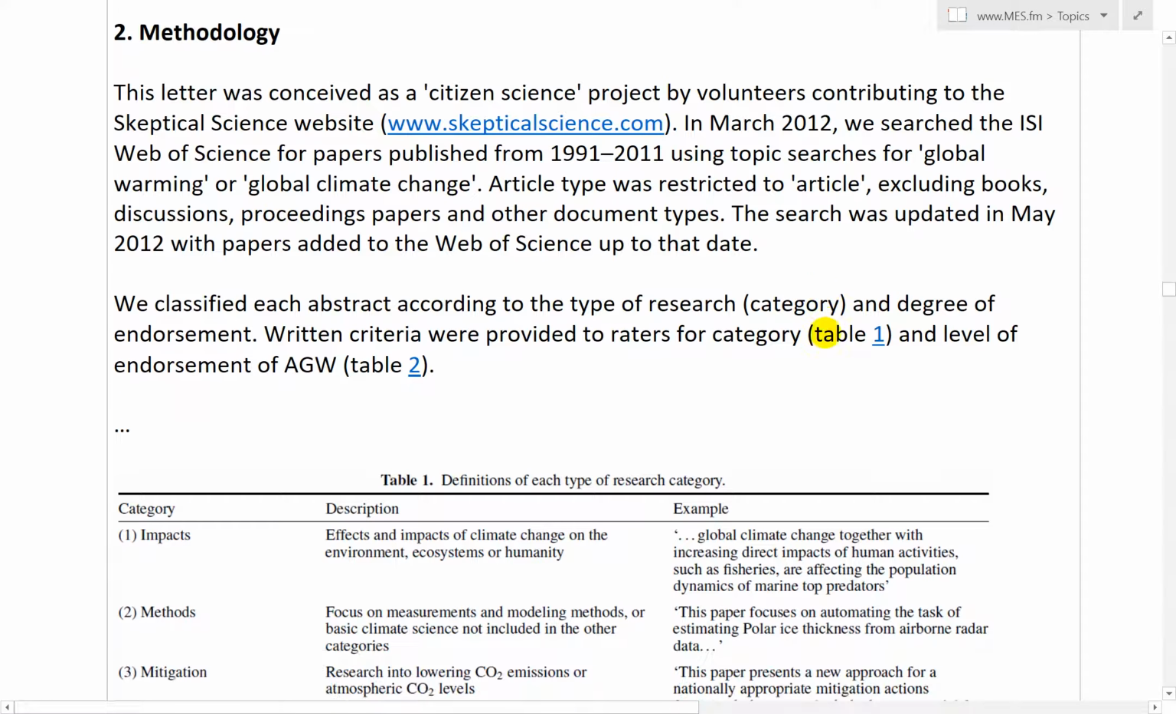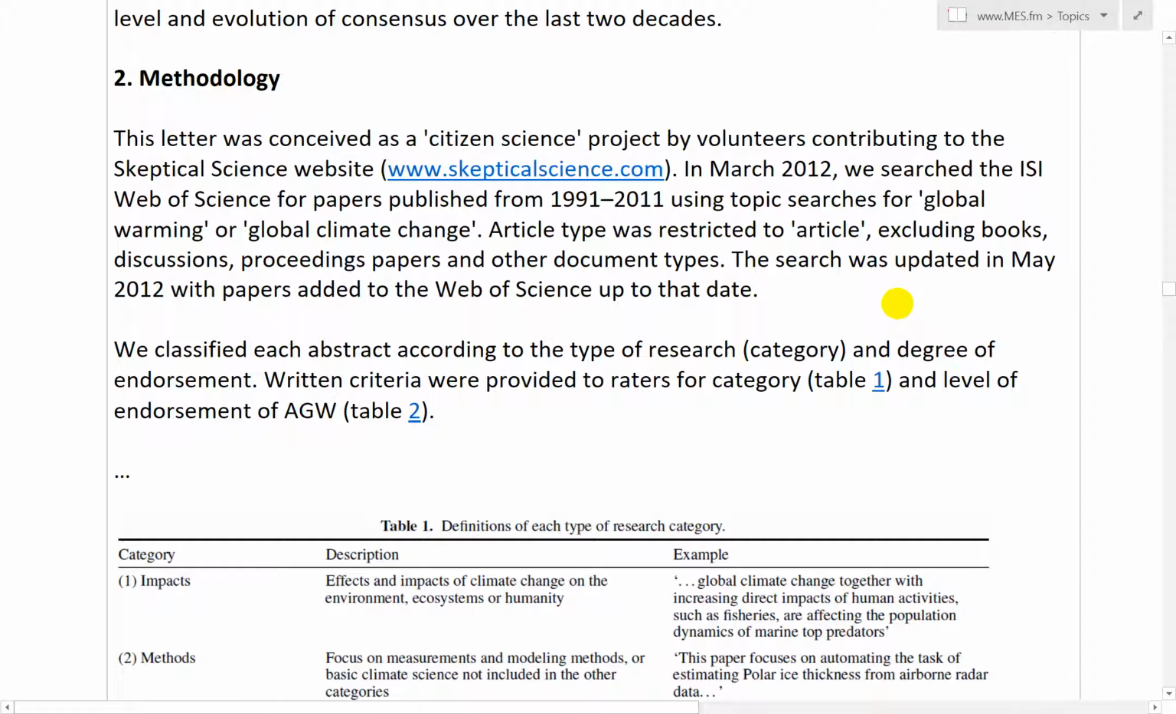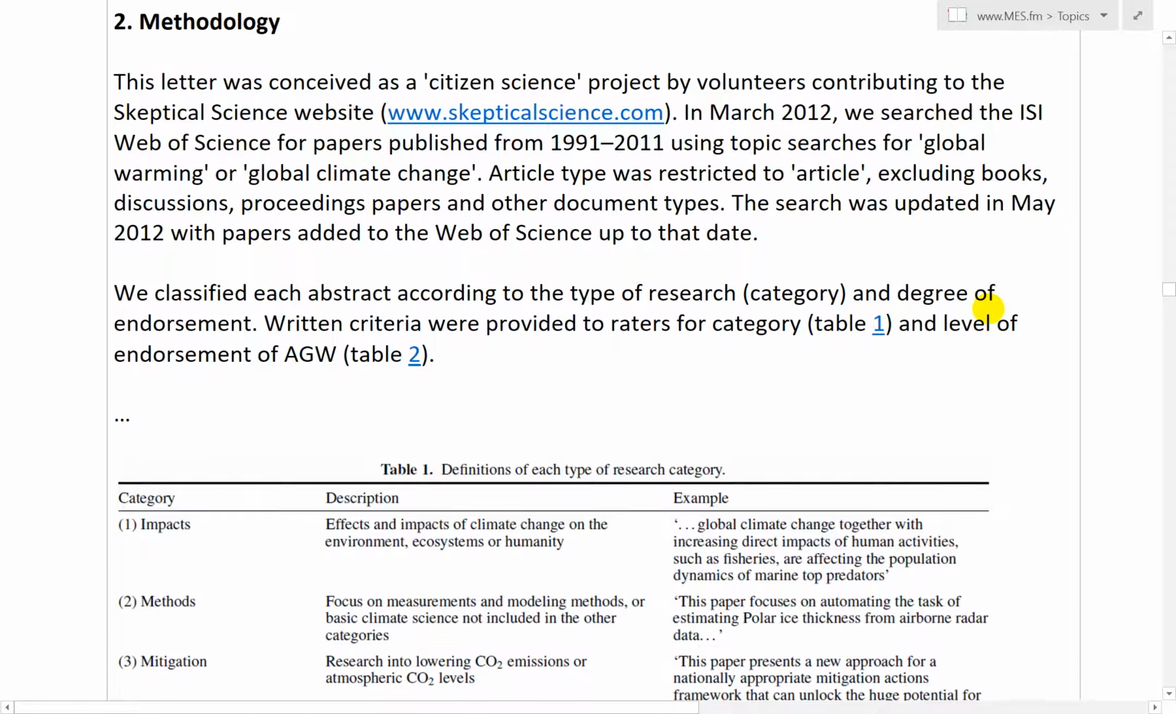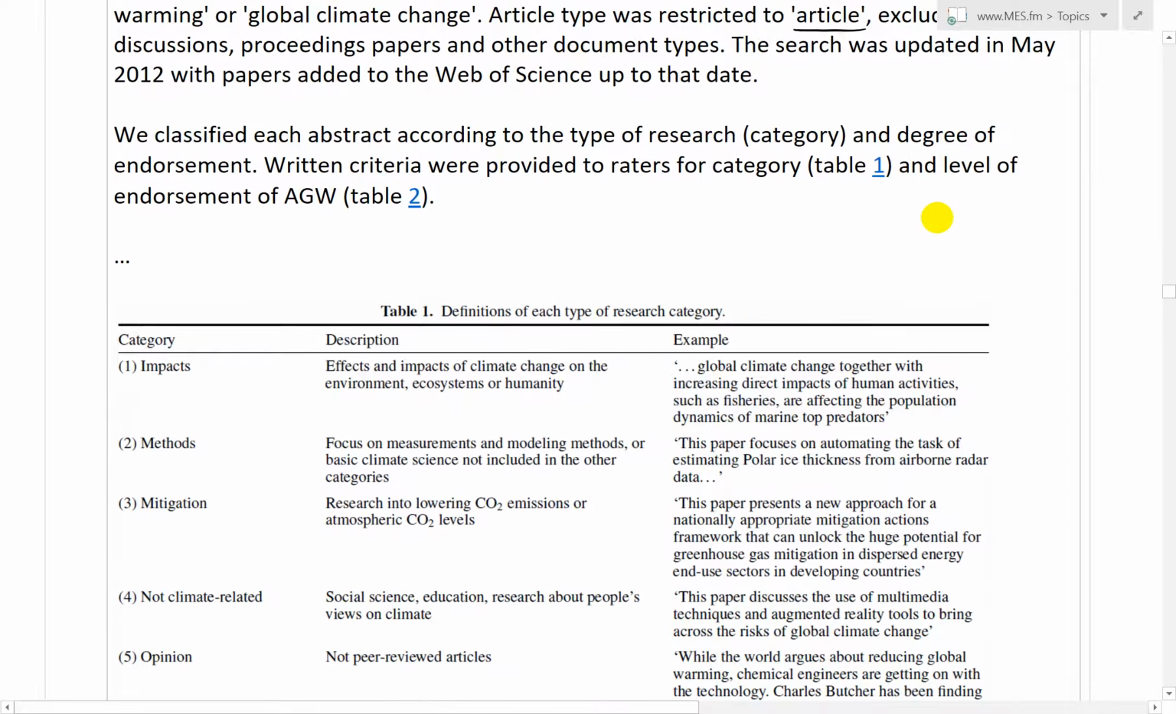Methodology. This letter was conceived as a citizen science project by volunteers contributing to the Skeptical Science website. In March 2012, we searched the ISI Web of Science for papers published from 1981 using the topic searches for global warming. It's basic keywords looking up. Article type was restricted to article, excluding books, discussions, proceeding papers, and other document types. The search was updated in May 2012 with papers added to the Web of Science up to that date.